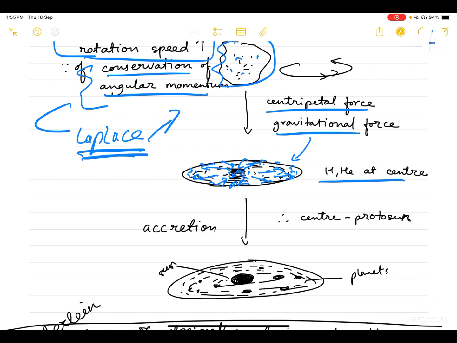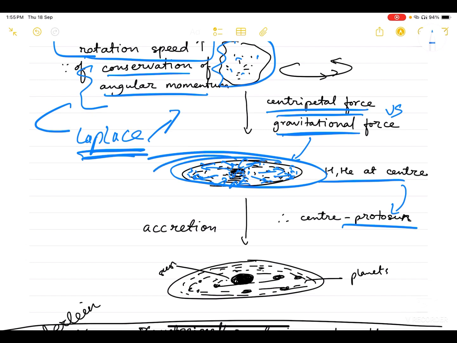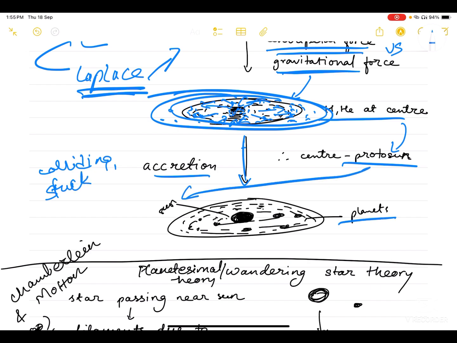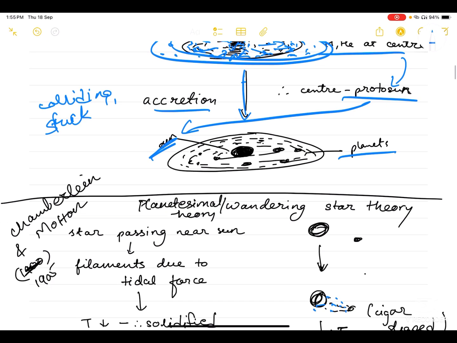Hydrogen and helium were concentrated at the center, as they can withstand higher temperature, which eventually formed our protosun. As centripetal force and gravitational force were working against each other, the cloud was converted into a disk shape. The particles underwent accretion: they were colliding, undergoing cohesion, and staying stuck with each other. They started forming planets, and our protosun eventually formed the sun. This is the nebular hypothesis as proposed by Immanuel Kant.